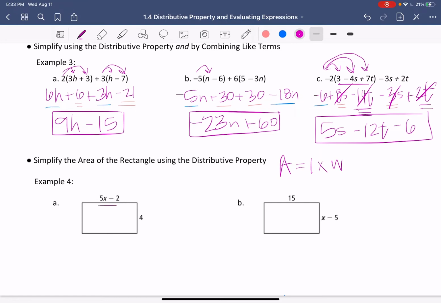Okay, so we have our length on A, 5x minus 2, and we have our width of 4. So we're going to take our 4 and we're going to multiply it times 5x minus 2. So 4 times 5x minus 2. We just have to multiply the length and the width. And we're going to distribute that 4 across. So 4 times 5x gives us 20x. And 4 times negative 2 gives us negative 8. So 20x minus 8.